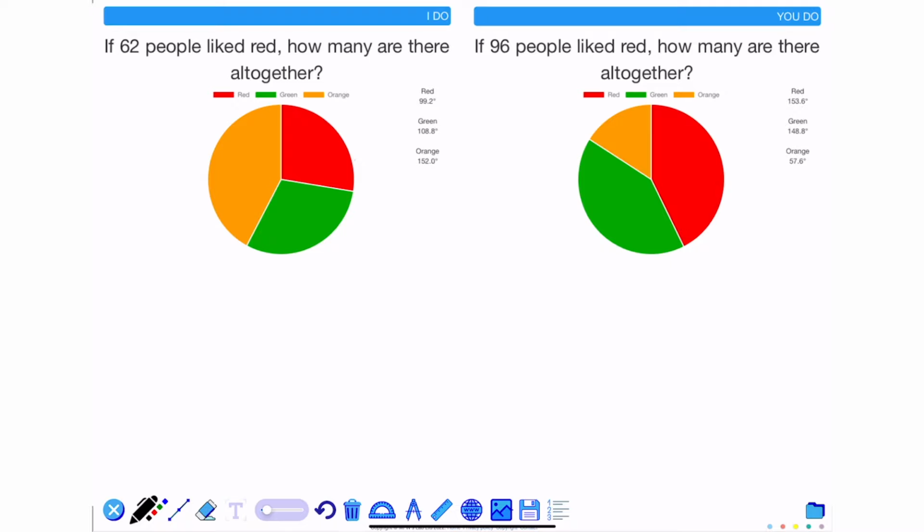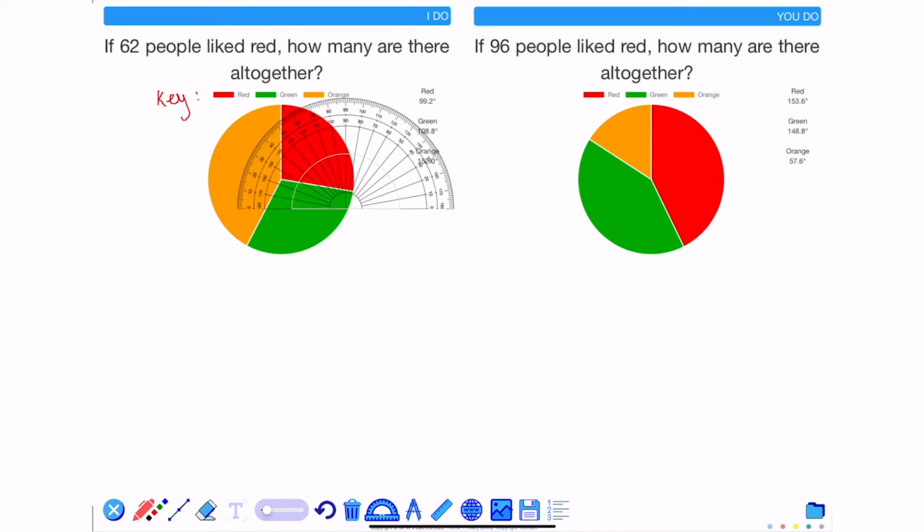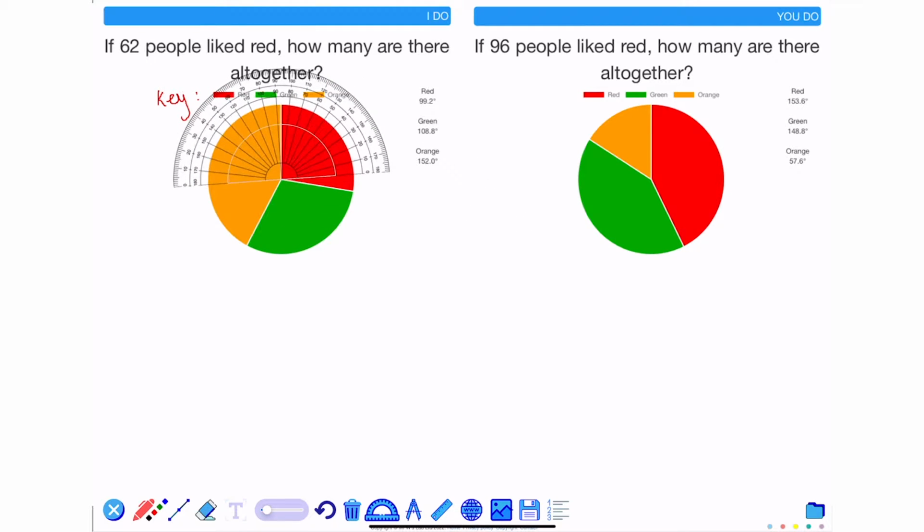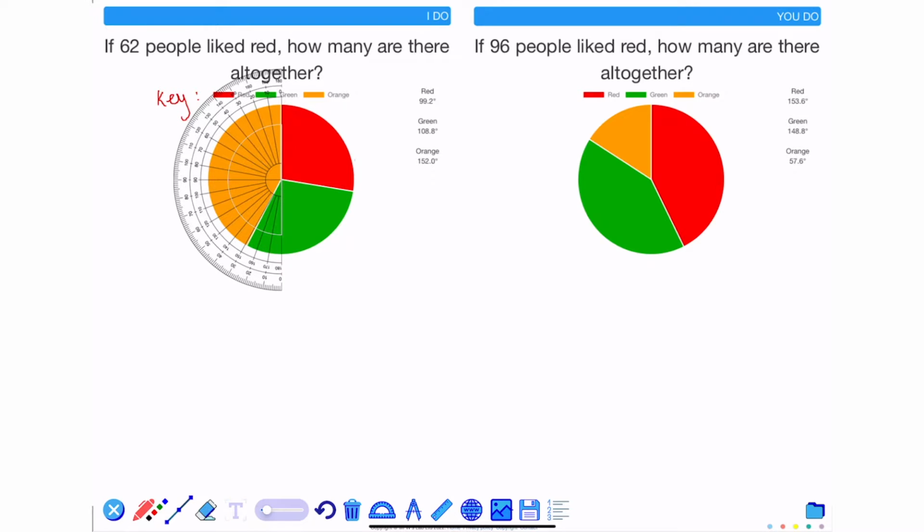In this video, we're going to be looking at how we can interpret a pie chart. A pie chart is incredibly useful for showing the proportion of people that liked, in this case, different colours. Grabbing my protractor, placing it in the centre, and measuring orange, I can see that the angle is 152.